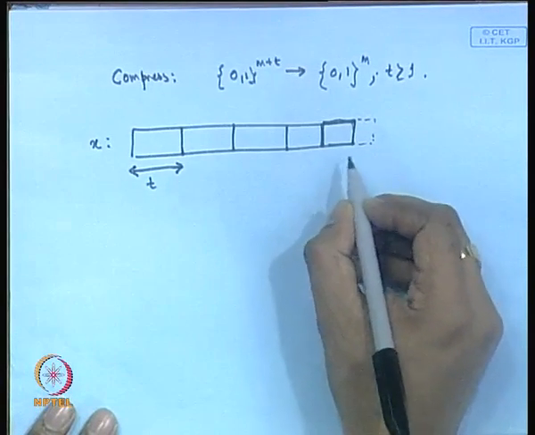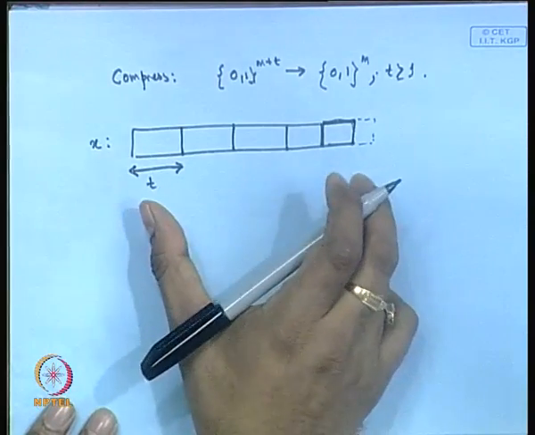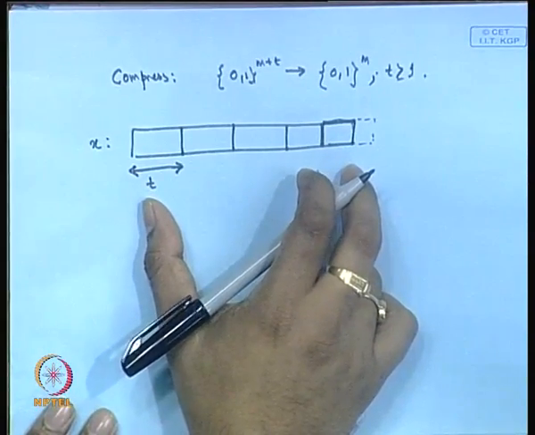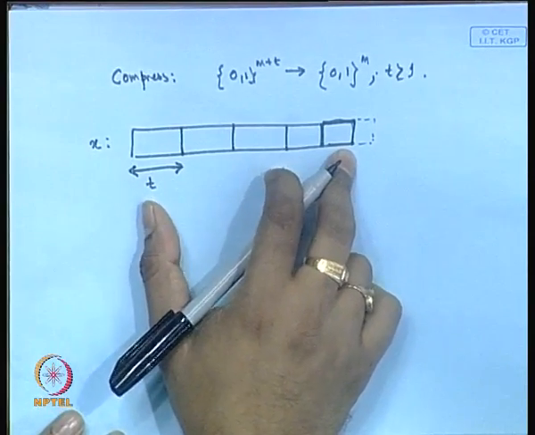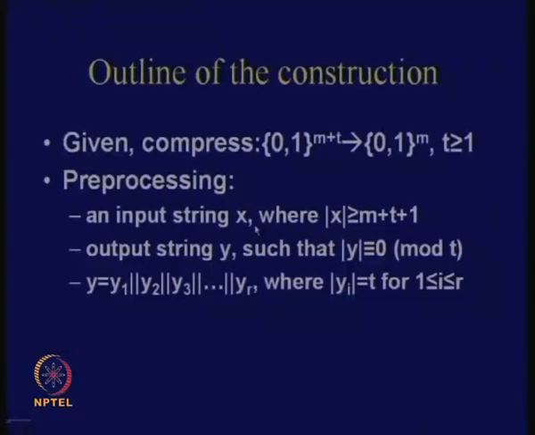Okay, so therefore what you do is that you take x and you make the output of this particular pre-processing step a multiple of the size of that block, a multiple of t. So you take an input string x where mod x is greater than or equal to m plus t plus 1, and the output string y is such that mod of y is equal to 0 mod t, which means it is divisible by t. You break y up into y1, y2 and so on till yr, so each block is of size t. So r into t should be the cardinality of y, which means the number of bits in y.